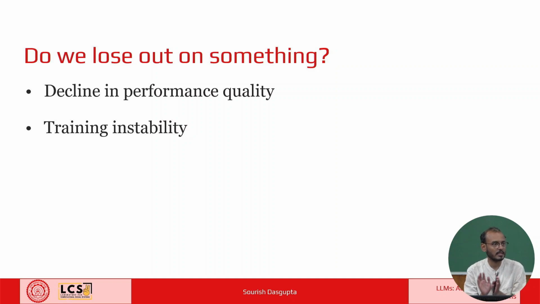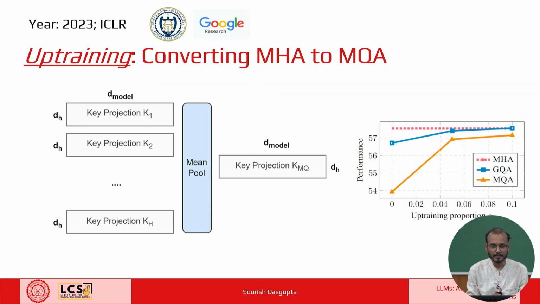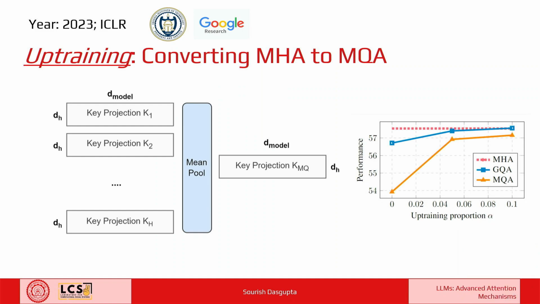We started to see certain kind of training instability when we started training these sort of models, right? Because of that, sometime around 2023, a paper came up. This paper came up in 2022, was in ArXiv for a long time, and then got accepted in ICLR in 2023, and that was by some people from Georgia Tech and Google Research.